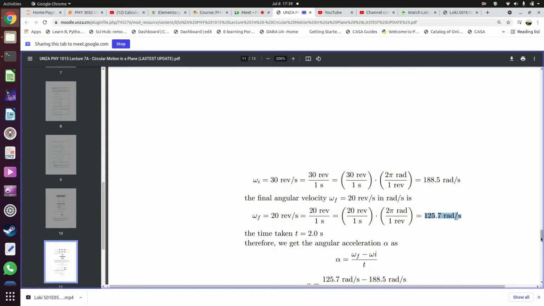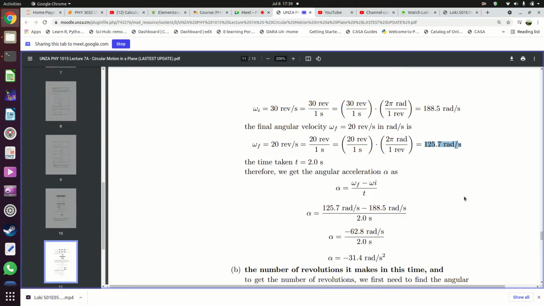So in this case, since we now know our initial angular velocity is 188.5 radians per second, and we know our final angular velocity, which is 125.75 radians per second, we can work out the angular acceleration since we know how much time it takes. The time it takes is 2 seconds. So in this case, we have alpha, which is the angular acceleration. The angular acceleration measures how fast this particular pulley is going to slow down.